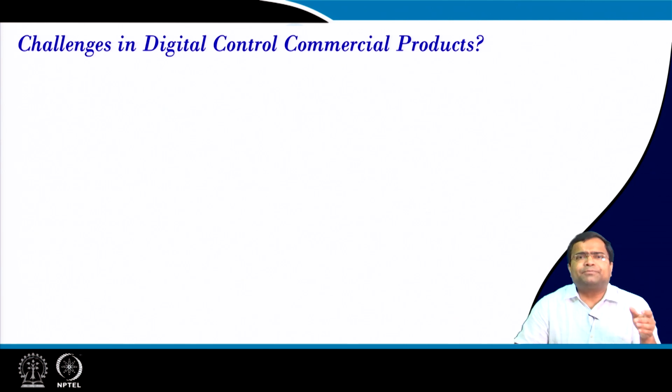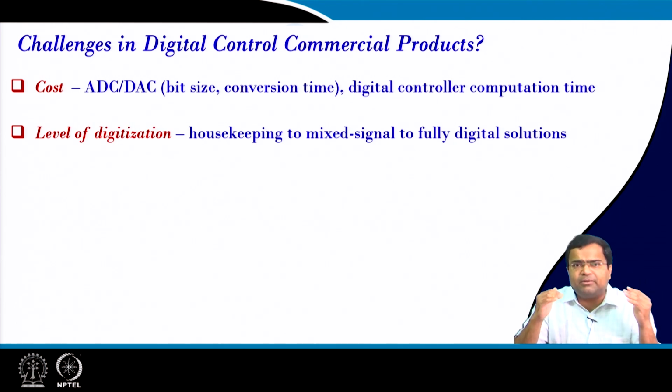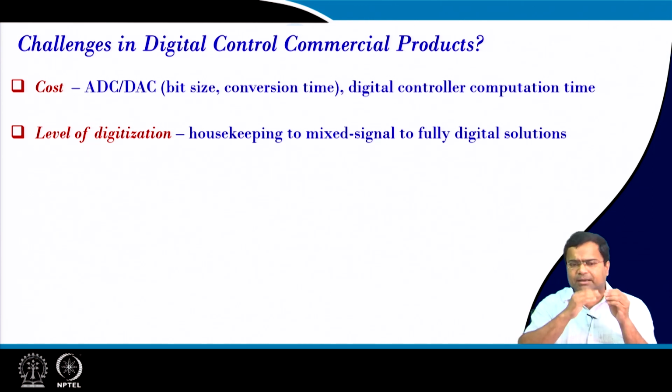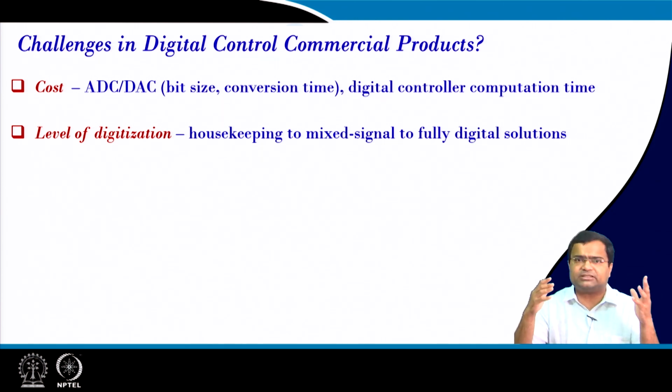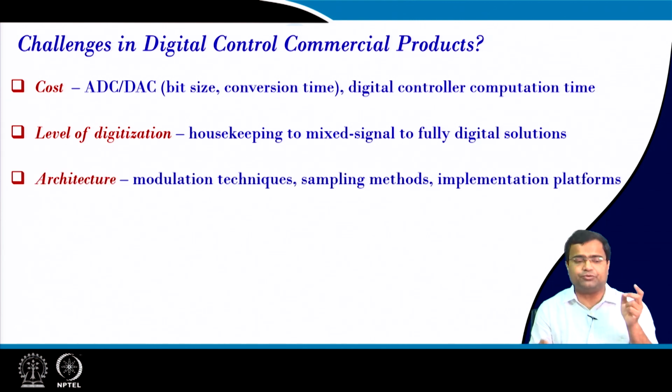Then nothing comes free of cost. Digital control requires some A to D or D to A converters, but there is scope for optimization in terms of the number of ADC or DAC. You can optimize the bit count, the sampling rate, as well as the computational time. And the level of digitization: you can start with a very basic analog control with housekeeping in the digital. For example, you can keep some reference programming feature in digital, which can be used for DVS application, but the control loop is analog. Or you can keep some part of the loop in analog, which are the fast changing signals, and some part in digital, or you can have a fully digital solution.